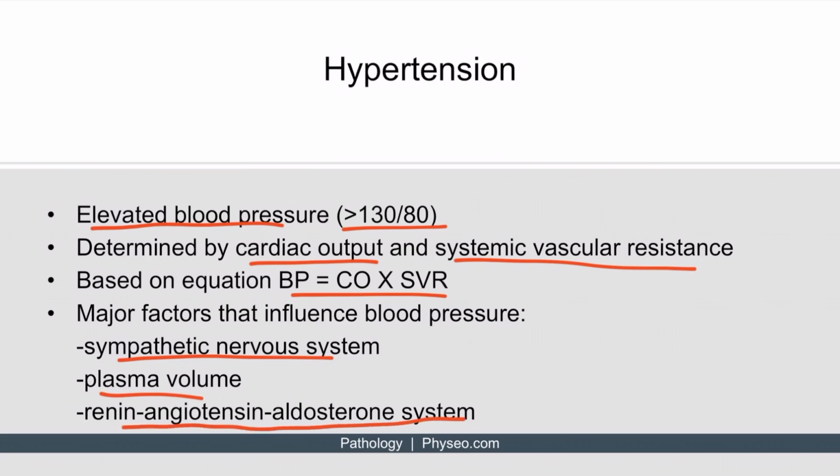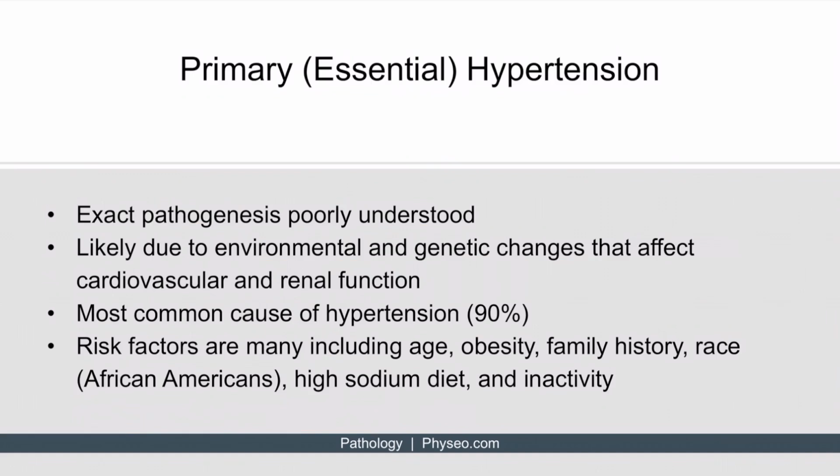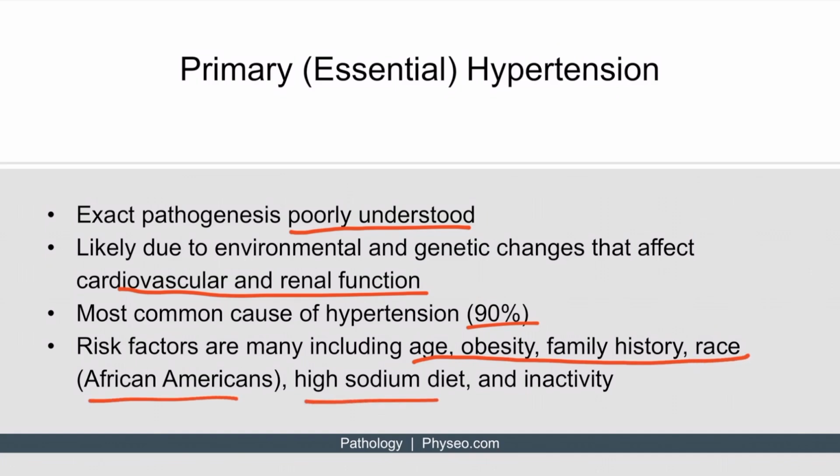All right, with this basic understanding, let's discuss the various types of hypertension. The first type we'll discuss is primary or essential hypertension. The exact pathogenesis is not very well understood, but it's likely due to environmental and genetic changes that affect cardiovascular and renal function. This is responsible for 90% of cases, so it's by far the most common cause of hypertension. Risk factors include age, obesity, family history, race. African Americans are at greatest risk, a high sodium diet, and inactivity.